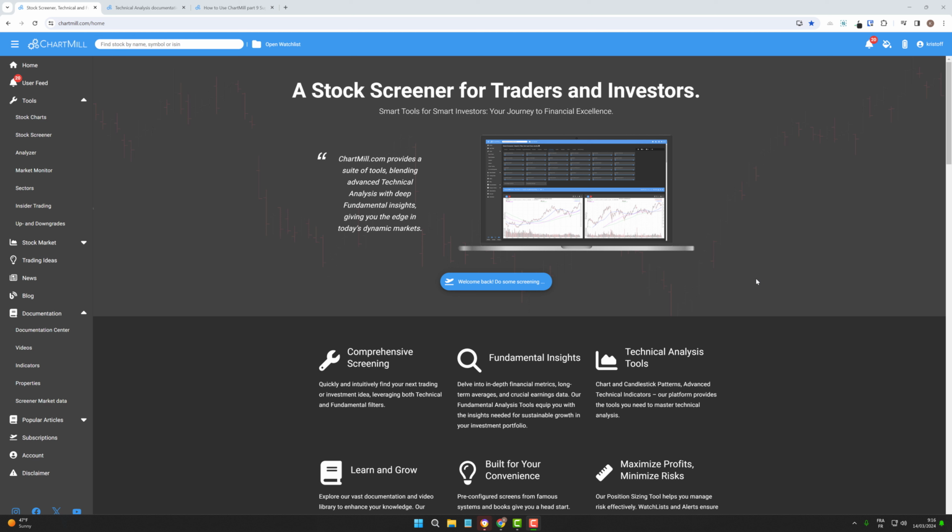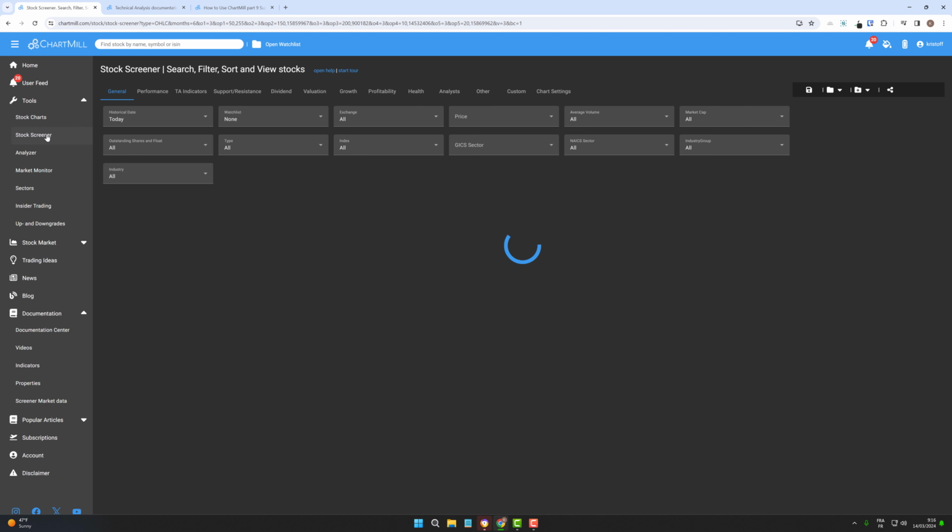In this video I'm going to show you a rather neat feature in ChartMill that lets you screen for stocks in a very tight price range. So first let's go to the stock screener.